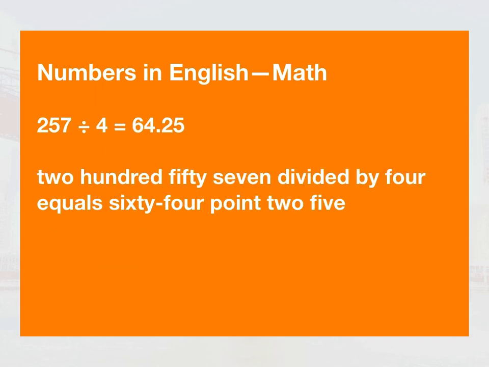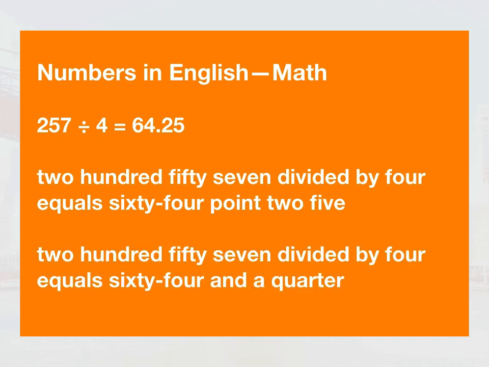So notice, as we look at how you would write this out, 257 divided by 4 equals 64.25. Now, we also could say this in a different way. We could say 257 divided by 4 equals 64 and a quarter.